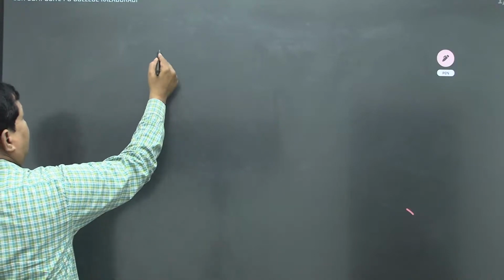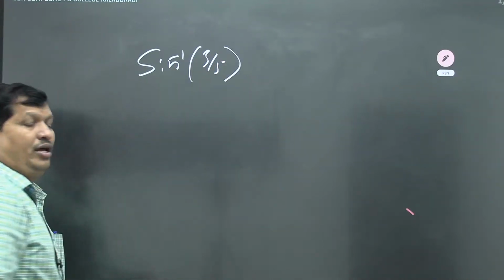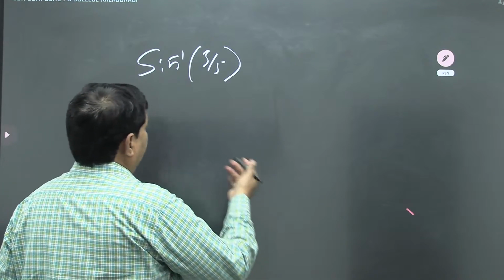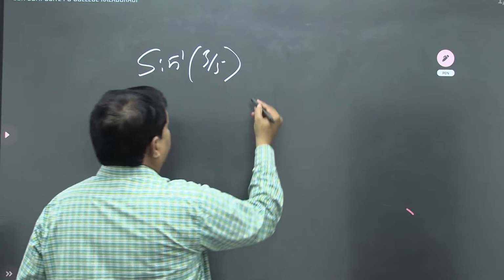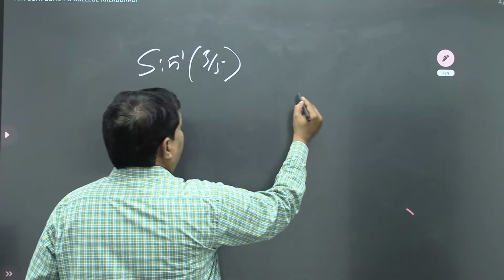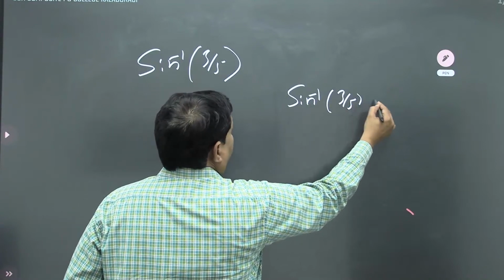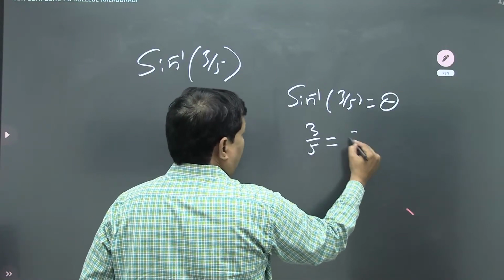Express sine inverse of 3 by 5 into the remaining 5 inverse trigonometric functions. How to write? Either you can use the formula, or again I want to take sine inverse of 3 by 5 equal to theta.